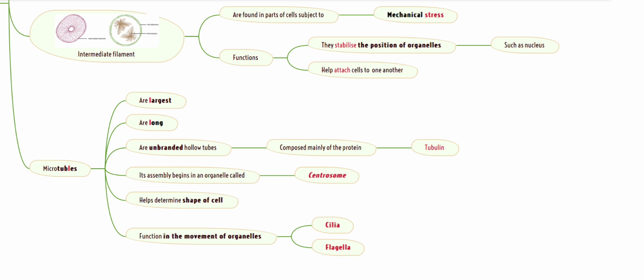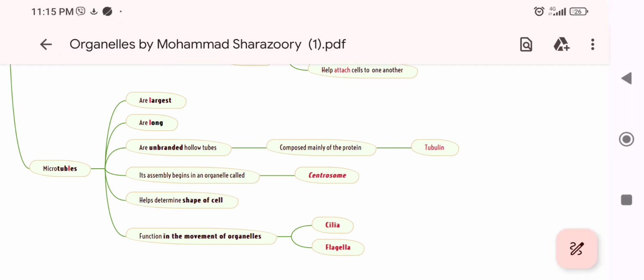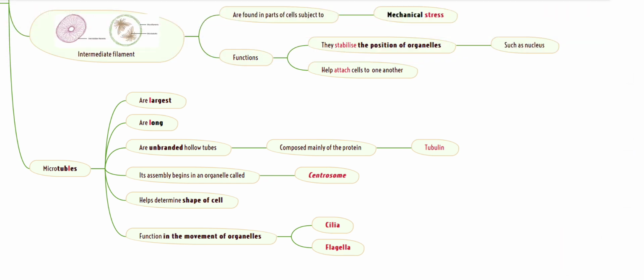Okay, and it helps determine the shape of the cell. Wow, if a question says, what helps determine the shape of the cell? We have two answers. We can generally choose cytoskeleton, and in detail microtubules, that they do this function. They help determine the shape of the cell.